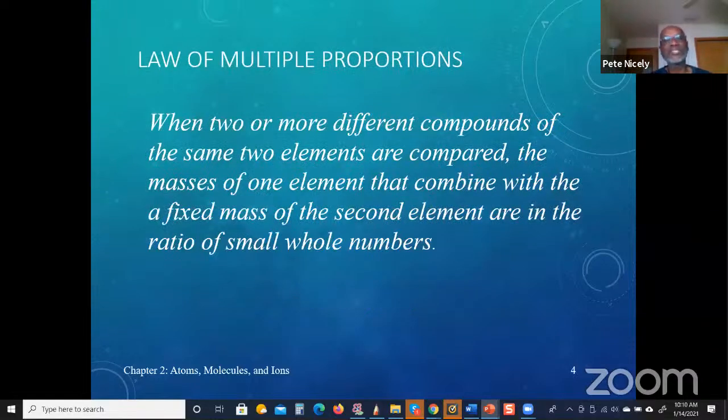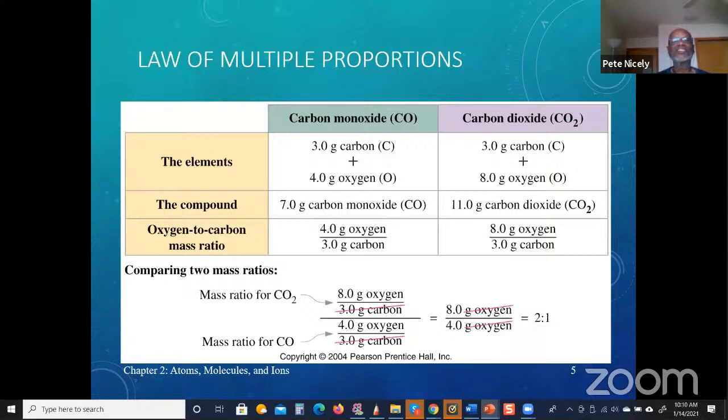Then we have this law, which is a bit wordy, the law of multiple proportions. And this law says, when two or more different compounds of the same two elements are compared, the masses of one element that combine with a fixed mass of the second element are in the ratio of small whole numbers, all right? So let me try to explain what this law is saying by using this example right here. There are two compounds that can be formed when oxygen combines with carbon. You have carbon monoxide and carbon dioxide, all right?